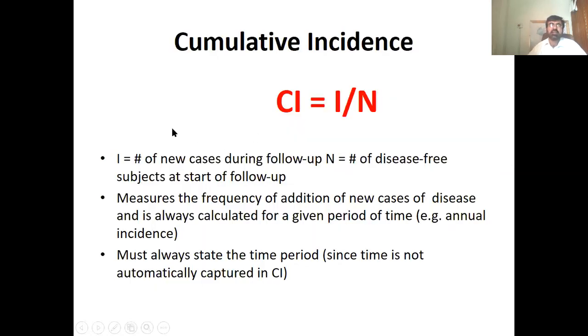Cumulative incidence. Cumulative incidence is just like a proportion because the numerator is taken from the denominator, but the time is mentioned. A specific calendar year is mentioned. It measures the frequency of addition of new cases of disease and is always calculated for a given period of time. For example, annual incidence. You must always state the time period since time is not automatically captured in cumulative incidence. It is not automatically captured, so you have to mention the time.